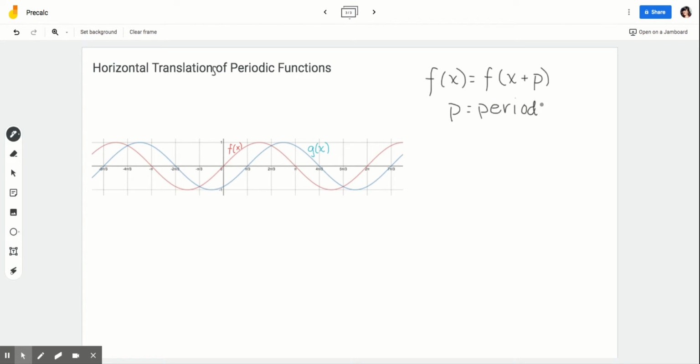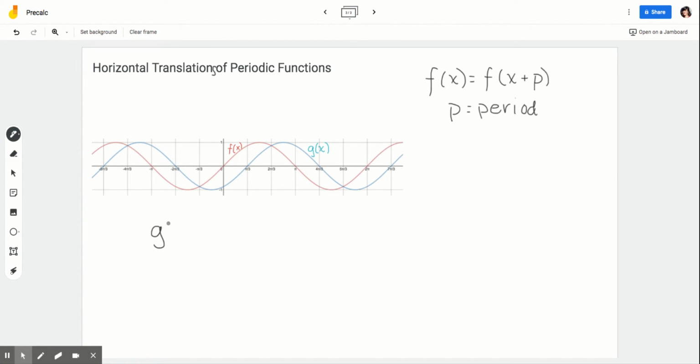So you can see if you just look at the red graph, if you input 0 or if you input 2 pi, you would get the same answer. So that's what makes it a periodic function. Because of the periodic nature of these functions, there are always multiple translations.